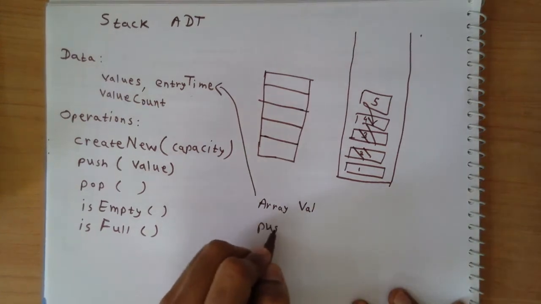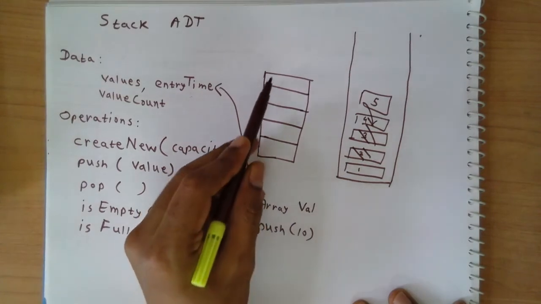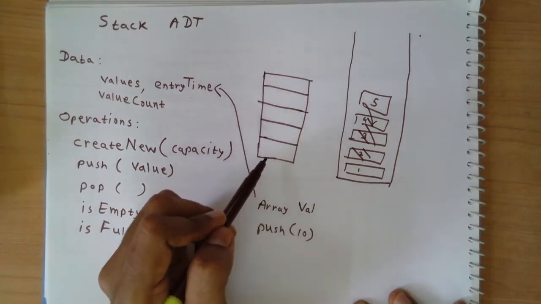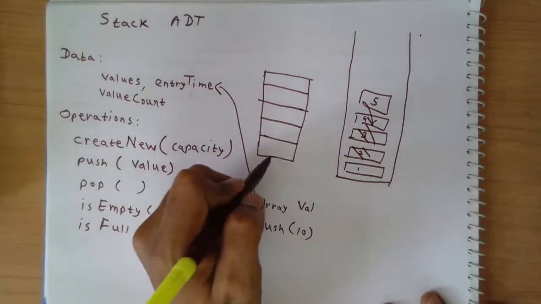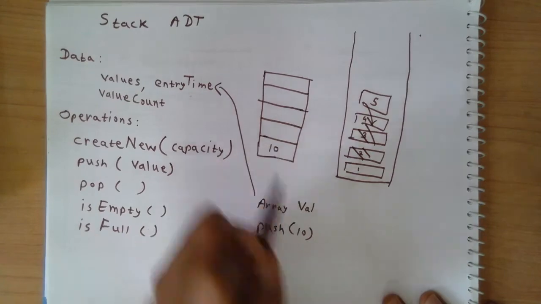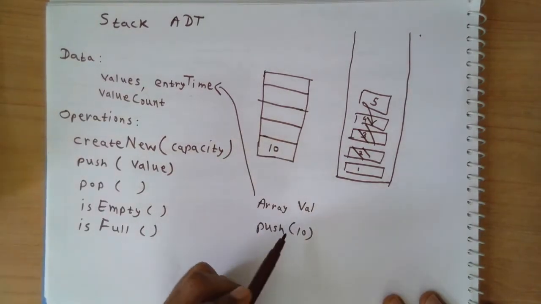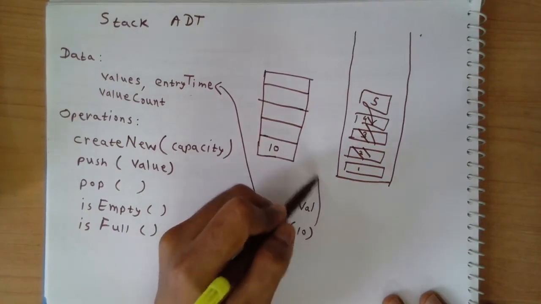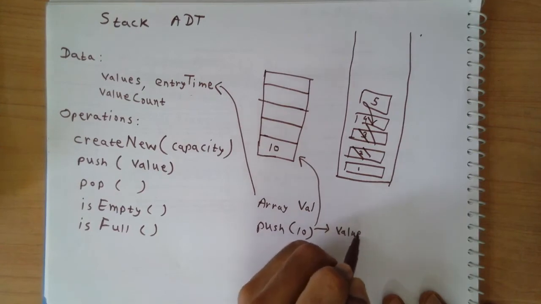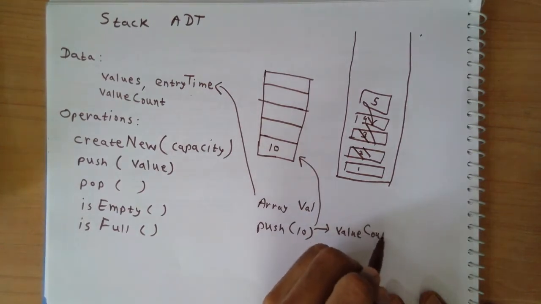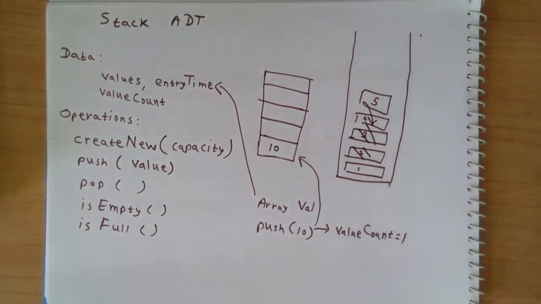operation with value 10. Okay, so if I do push 10, what will happen is out of all the elements, there are no elements, so this value is having the earliest entry time, so it is going to go in slot 0, and then I have to change my value count. Okay, so with push 10, I'm going to have this particular state of the array, and my value count will become 1. Okay, how many values I'm storing.